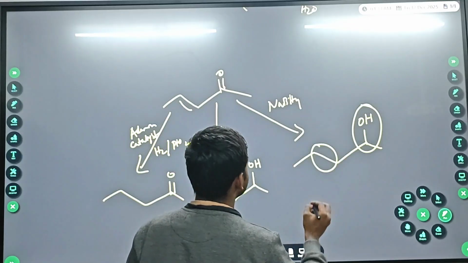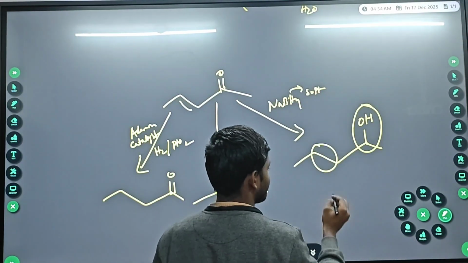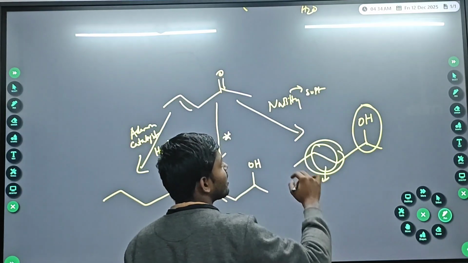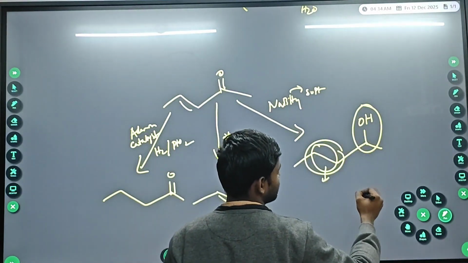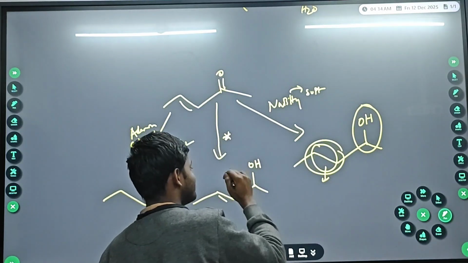So how? Borohydride is like a very soft nucleophile. First it will approach this position and make the single bond. After this, there is still a carbonyl center. For that, it will reduce this. So this is the main important point.